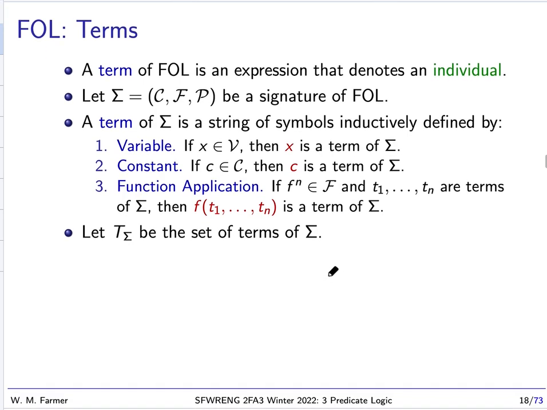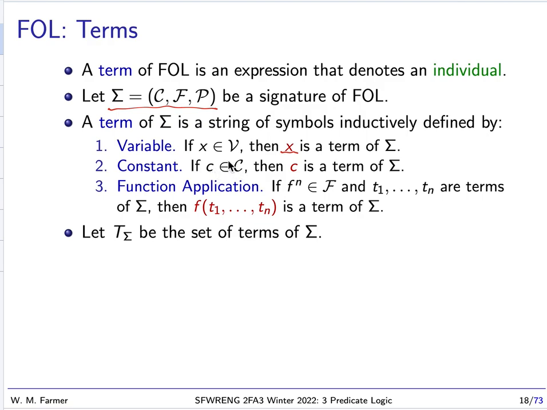Okay, so now once we have a signature, let's say the signature sigma, we can define terms. We can define the terms of this signature. A term is just an expression that denotes an individual. And remember, individuals are whatever you want to talk about. Individuals can be essentially anything depending on what we're concerned about. So a term of sigma is going to be a string of symbols inductively defined by the following statements. The first says that if x is a variable, x is a term. So every variable is a term.